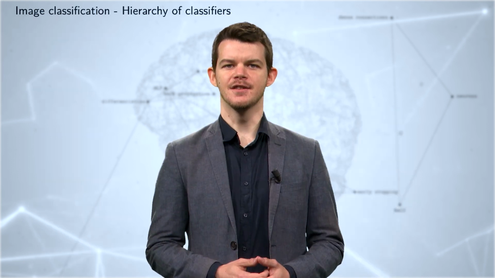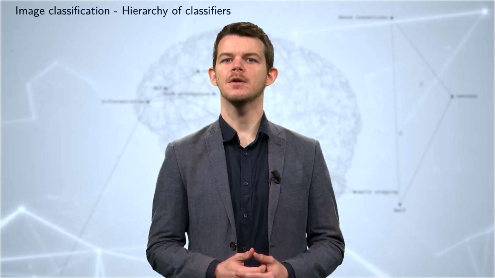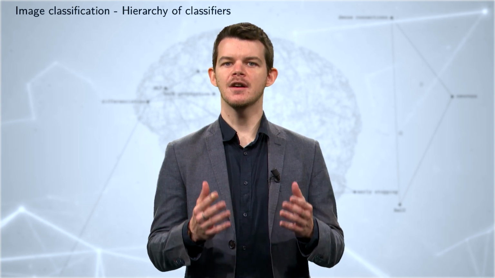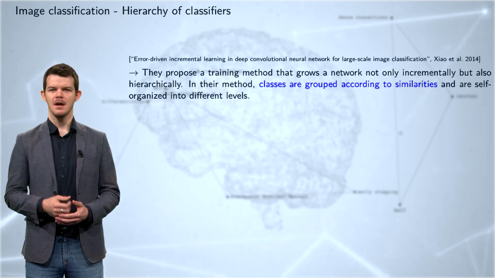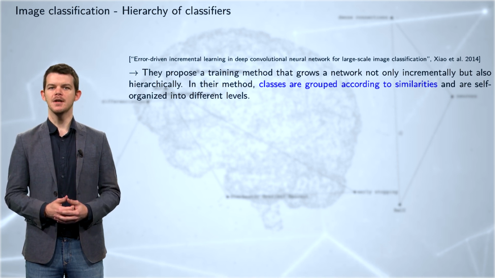To classify images, you can just use any CNN we've seen before, but you can also design more complex architectures. For example, you can use a hierarchy of classifiers. In the first paper, the author proposed a training method that grows a network not only incrementally, but also hierarchically. In this method, classes are grouped according to similarities and are self-organized in two different levels.